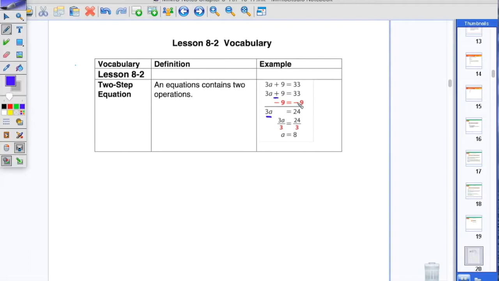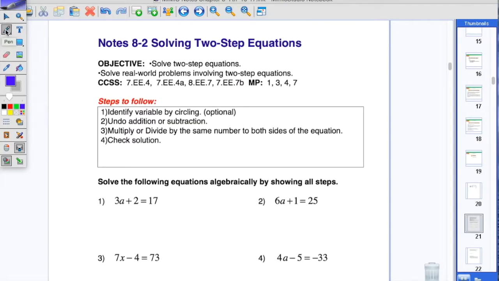First, we undo addition by subtracting 9 from both sides, and then we have to undo multiplication by dividing by 3 on both sides. So notes 8.2 is on solving two-step equations. Our objective is to solve two-step equations and solve real-world problems involving two-step equations. The Common Core state standards are listed in the mathematical practices.